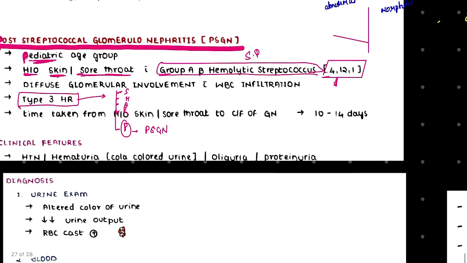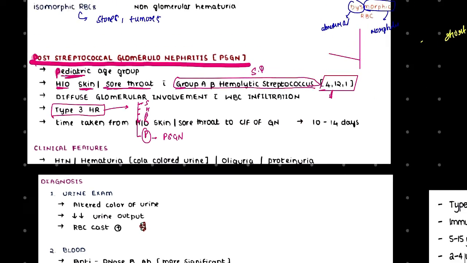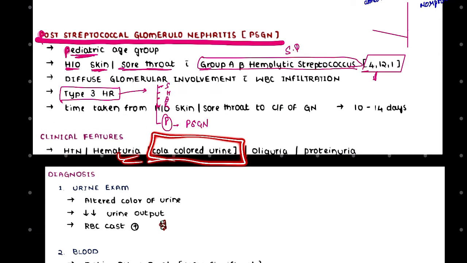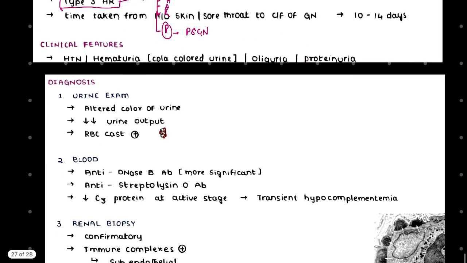Okay. Now yes, we already mentioned this. The time taken from a history of skin infection or sore throat to the clinical manifestation of glomerulonephritis is 10 to 14 days. Now talking about the clinical features, yes, hypertension, we already mentioned these things, hematuria, that is cola colored urine, oliguria less than 400, and proteinuria, albumin is seen in urine.